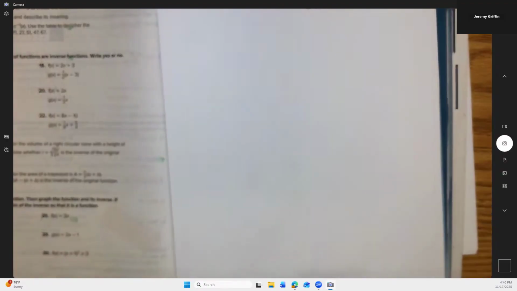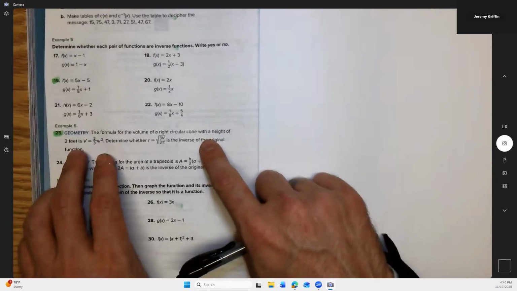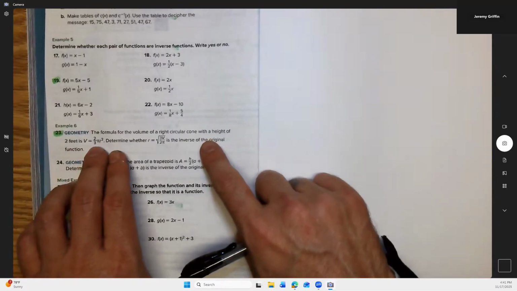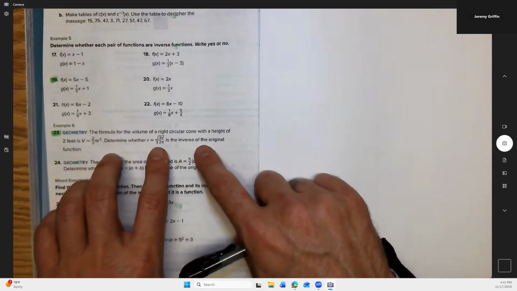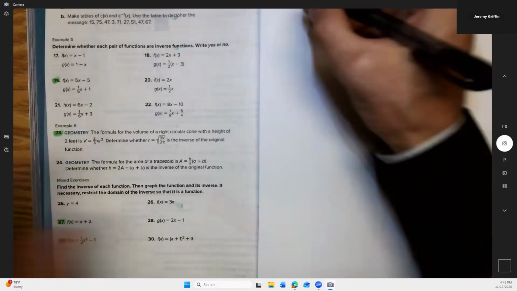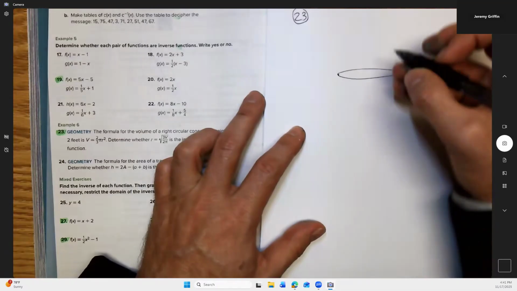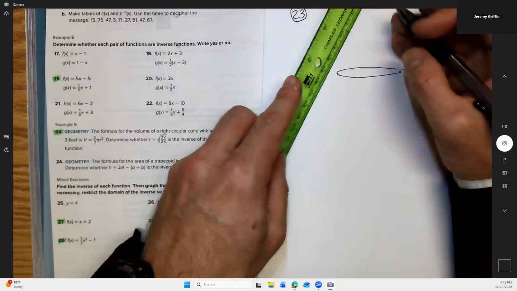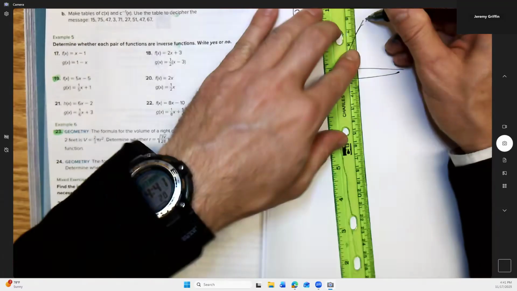Number 23. The formula for the volume of a right cone with a height of 2 feet is 2/3 pi r squared. Determine whether r equals the square root of 3V over 2 pi is the inverse of the original function. Here, I'll give you a little picture and then we'll set off on this quest. What if you had a circular base, and I'm looking at this from the side, and it goes up into a cone shape, like this.